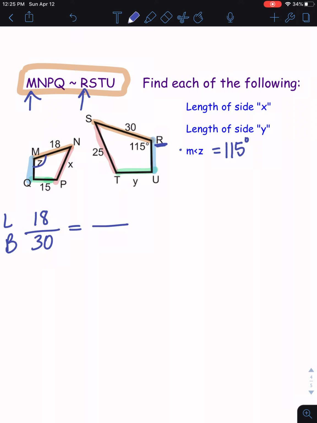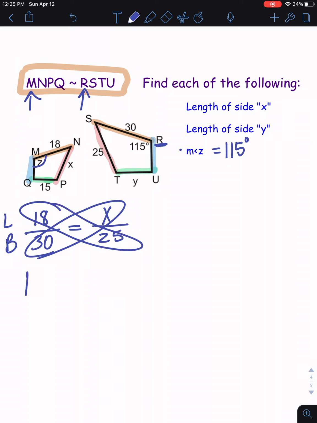So when I set up my other ratio in that proportion, I need to make sure I follow the same order. Side X is coming from the little quadrilateral, so I'm going to put it on top of that second ratio. Corresponding to side X is side ST, which is a measurement of 25. Then to solve proportions, I use cross products. So I know that in proportions, my cross products are equal to each other. So I'm going to set those 2 cross products equal to each other. The product of 18 and 25 set equal to the product of 30 and X.